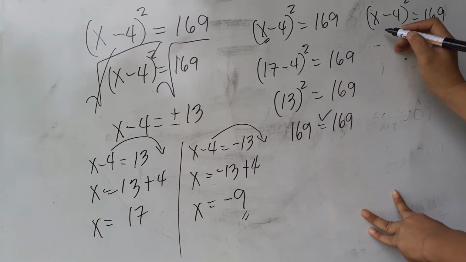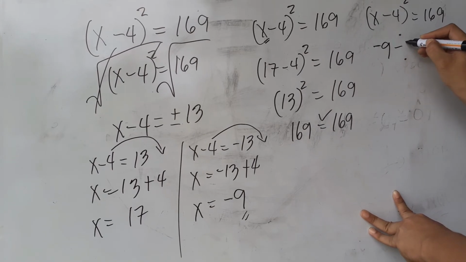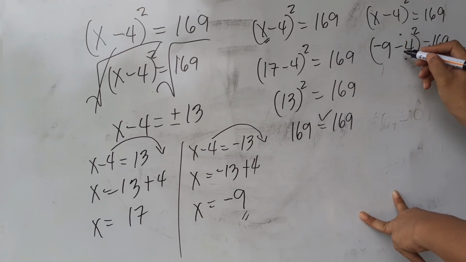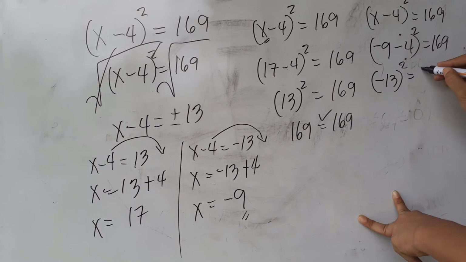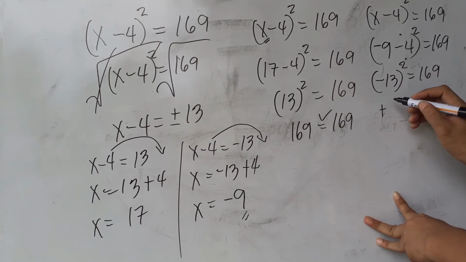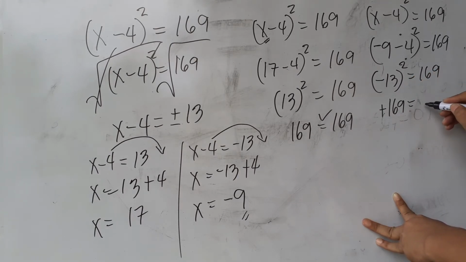So, substitute natin yung isa pang value ni x which is negative 9. So, we have negative 9 minus 4 square is equal to 169. So, negative 9 plus negative 4 is negative 13 square is equal to 169. So, negative multiplied by negative is positive. 13 multiplied by 13 is 169. It is equal to 169. Okay, check. So, another example.